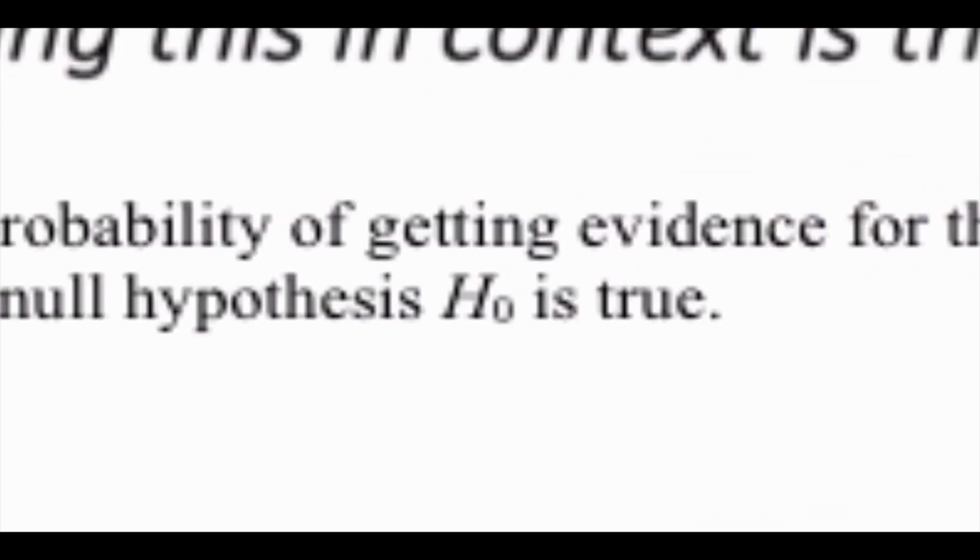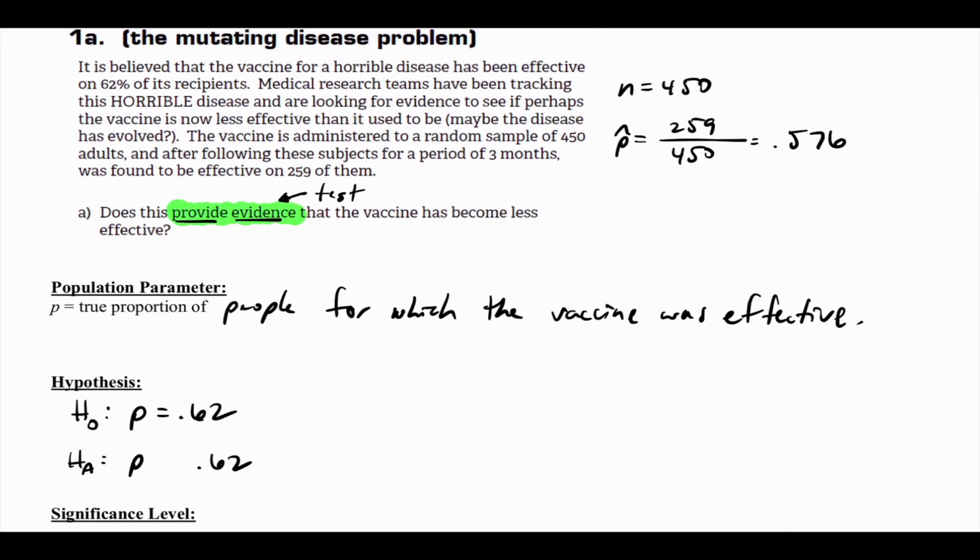Why less than? Because they're trying to figure out if the vaccine is less effective now than before. That's what it said in the question, right? That's what we're testing. We're testing what it says in the question. And the question says, is it less effective? I don't care if it's more effective. I just want to know if it's less effective. That's to answer the question. So we're going to say less than. We want to know if it's less than what they have claimed in the past. Because if it's less than, that means it's less effective. That means it's evolved.